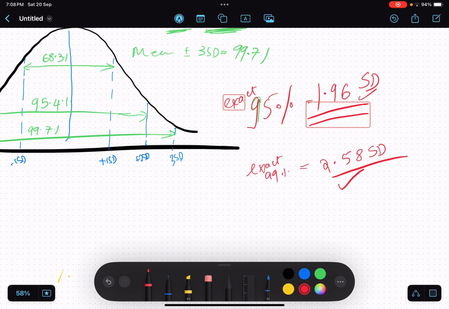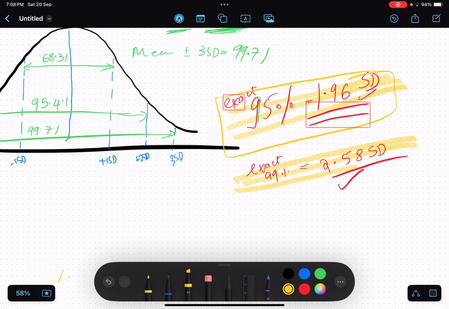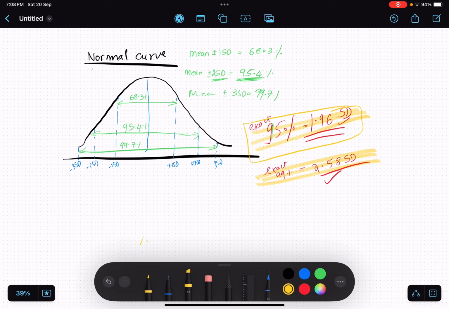My students ask, ma'am, do we have to remember these values? These values you have to remember. Exact 95%, 1.96 standard deviation. Exact 99%, 2.58 standard deviation. Rest, if you know this much is enough. This side is going to be 50%, and this side is going to be 50%.